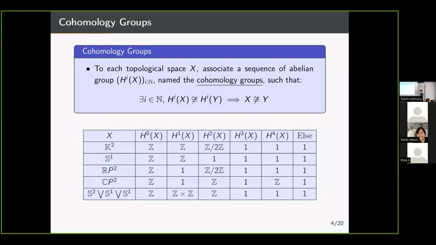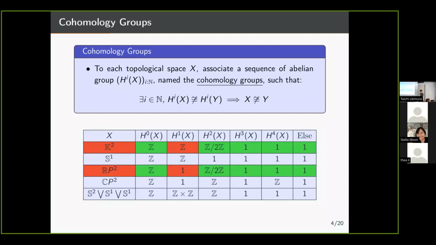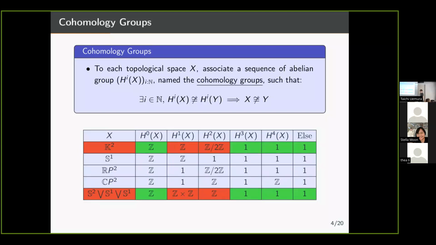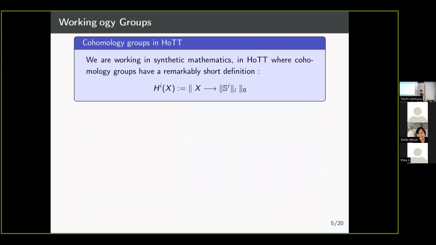And indeed, you can compare a lot of spaces this way. For instance, the plane bottle is different from S1 by H2. Same for the real projective plane, or the complex one, and from the Mickey Mouse space. So you can really use it quite quickly in Agda to distinguish a lot of spaces. Moreover, we're working in Agda, so everything is nicer in this case.